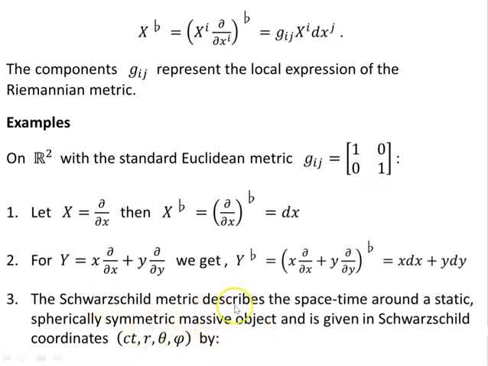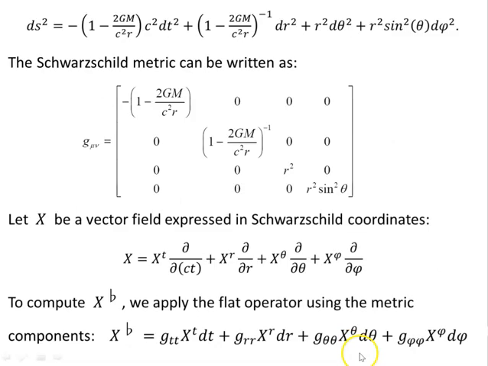All right, so the Schwarzschild metric describes the space-time around a static spherically symmetric massive object, and is given in Schwarzschild coordinates ct, r, theta, phi by... So here's our metric, our space-time interval, our line element. Okay, and the Schwarzschild metric can be written as g mu nu is this object here. Everything is in the diagonals here, but they're not ones. And so what's the effect of that? Let's have a look at that.